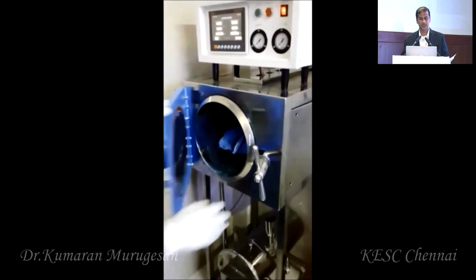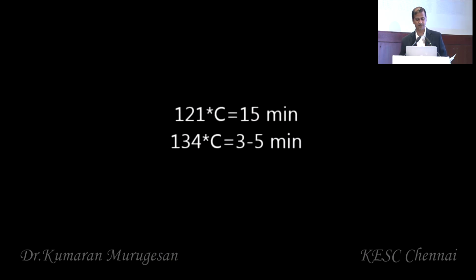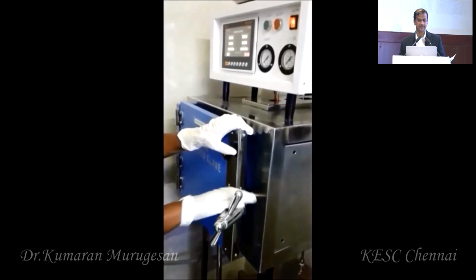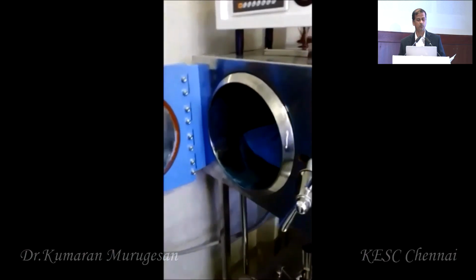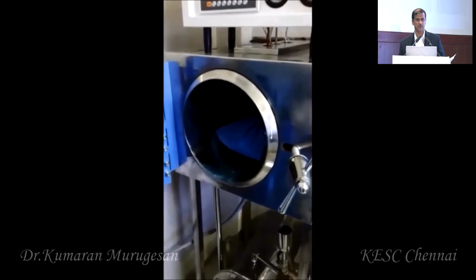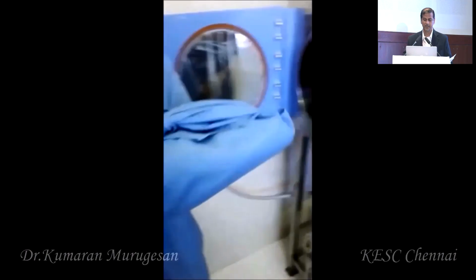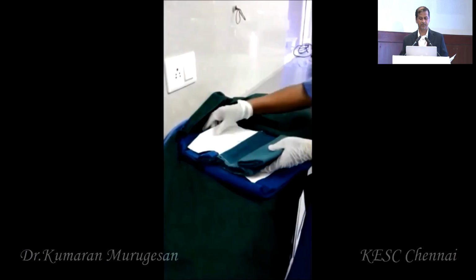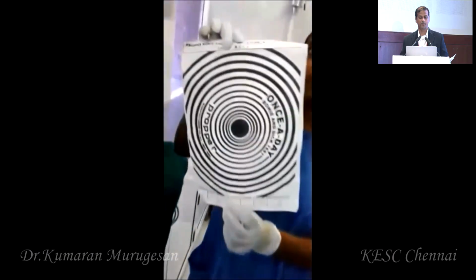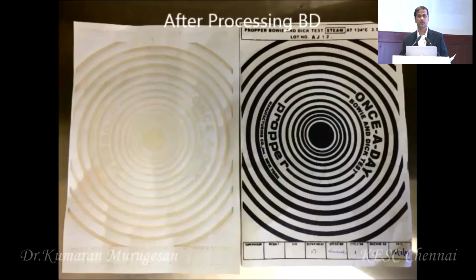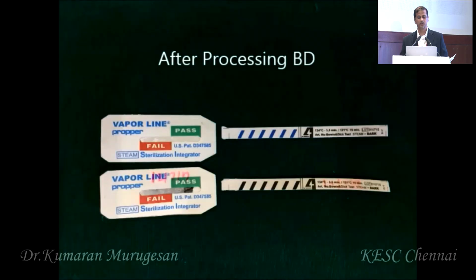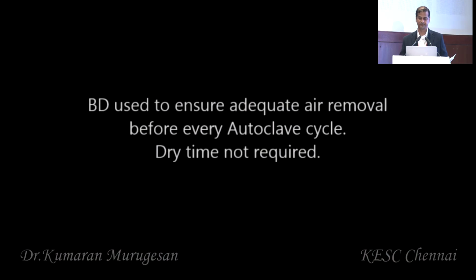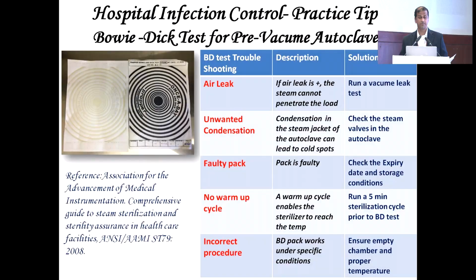When you place the load, ensure that it does not cover the drain, because that might cause a failure. So run the cycle. You need not wait for the dry time. Once the 121 degree saturation is attained, you can remove this pack and inspect the Bowie-Dick paper to ensure that there has been a uniform color change. Once this is done, your autoclave is ready for the other loads to be taken. This is the strip. So a Bowie-Dick test basically ensures whether the air has been removed.